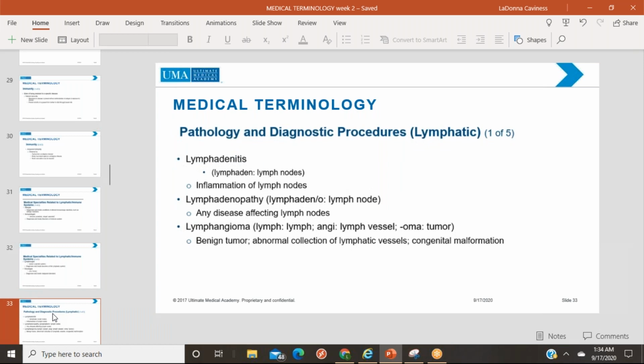Lymphadenitis, it's inflammation of the lymph nodes. Lymphadenectomy is removal of the lymph nodes. And lymphangioma is benign tumor, abnormal collection of lymphatic vessels, congenital malformation.